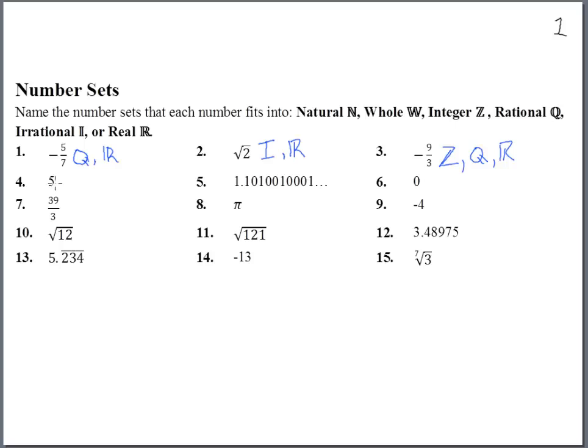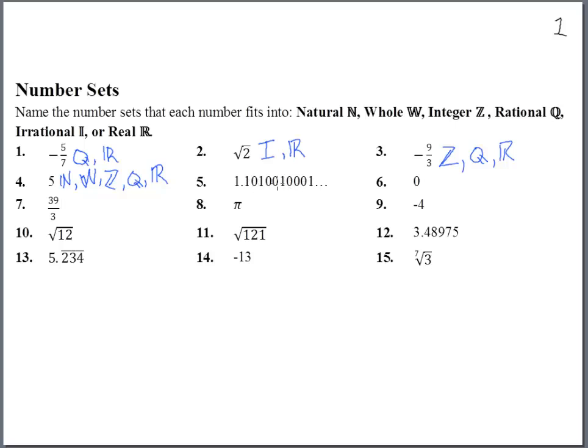Next one, number 5. This is a natural number, so natural. It's also a whole number, which means it's also an integer, rational, and real.